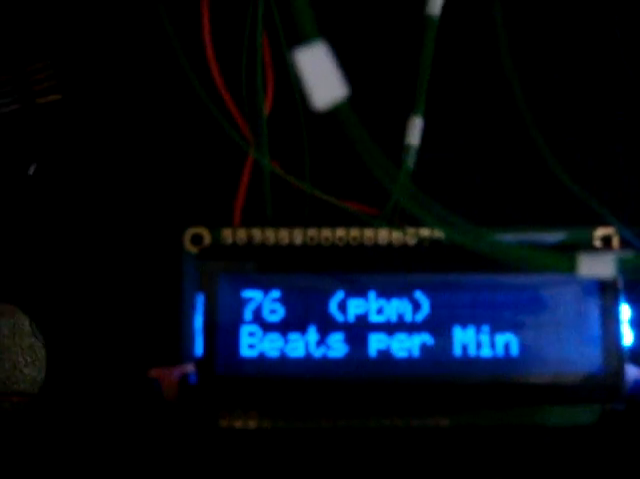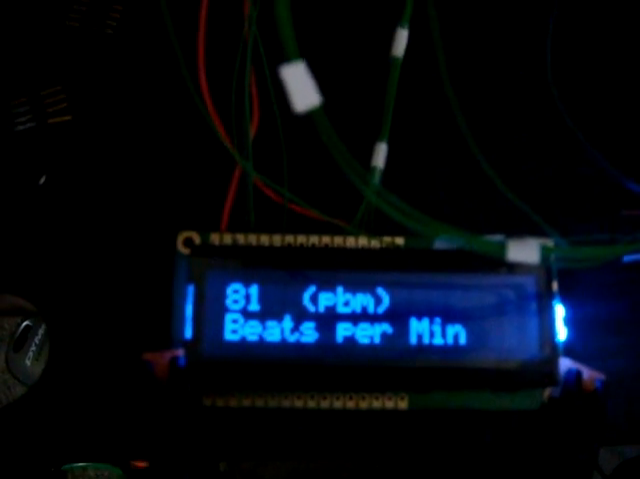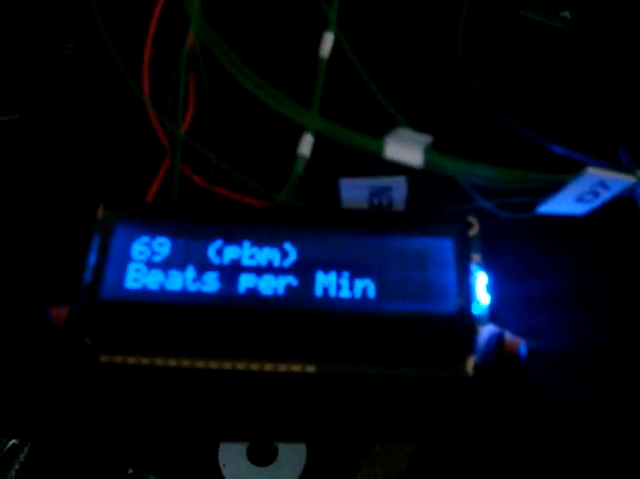Yep, there it is. There's my beats per minute. You can see that increasing and decreasing. So I'm just sitting here. Yep. That's why your heart rate's low and you're just sitting here.